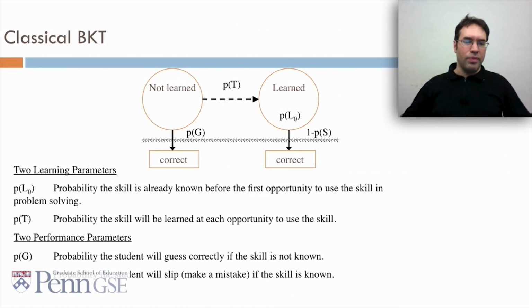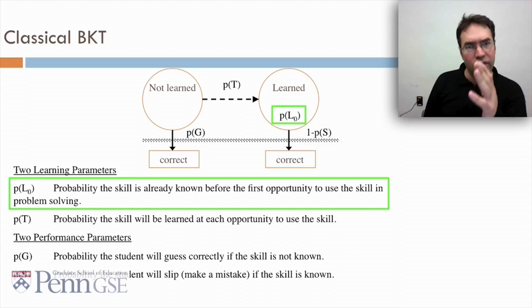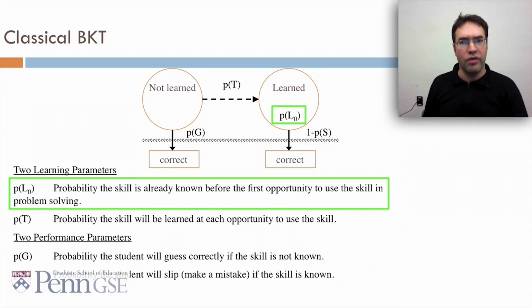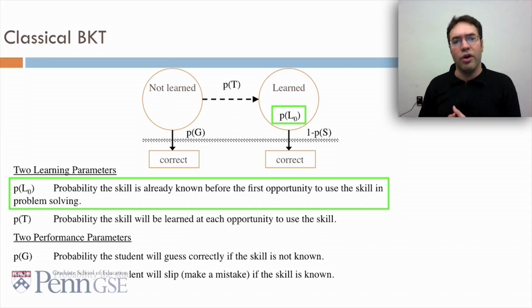So let's look at the classical BKT model now. You can see the two states on the left, not learned, on the right, learned. The first parameter, P of L0, is the probability that the student already knows the skill before their first opportunity to use it in problem solving. In other words, students don't come into our learning as a blank slate. They come in already having a certain probability of knowing what we want them to know.